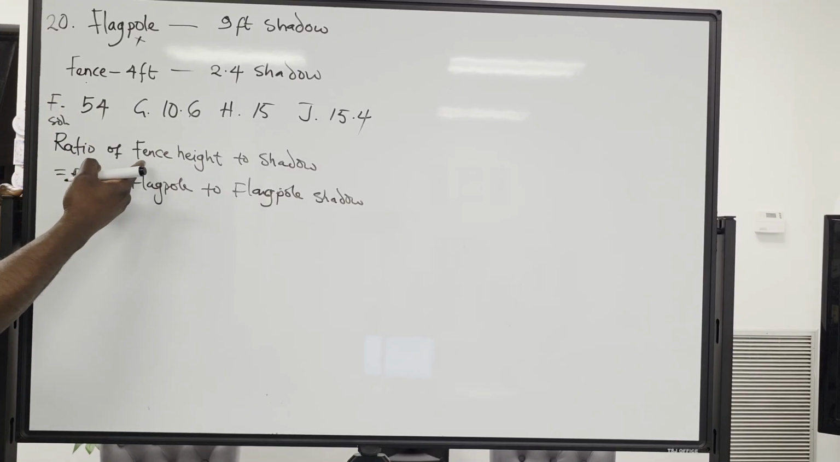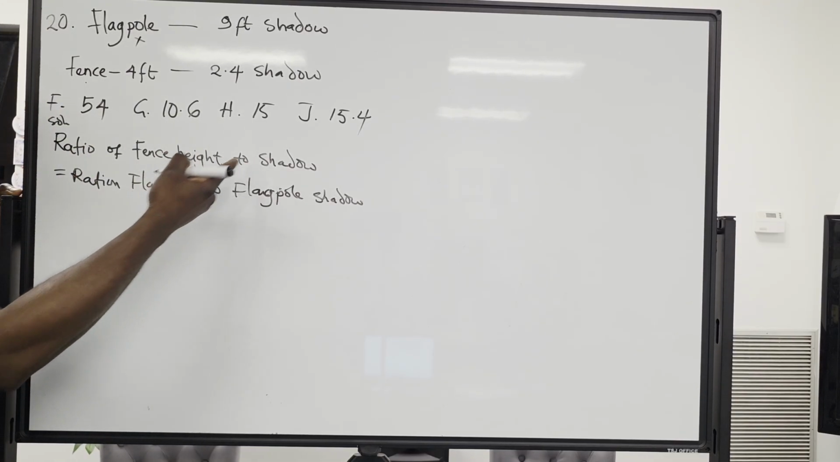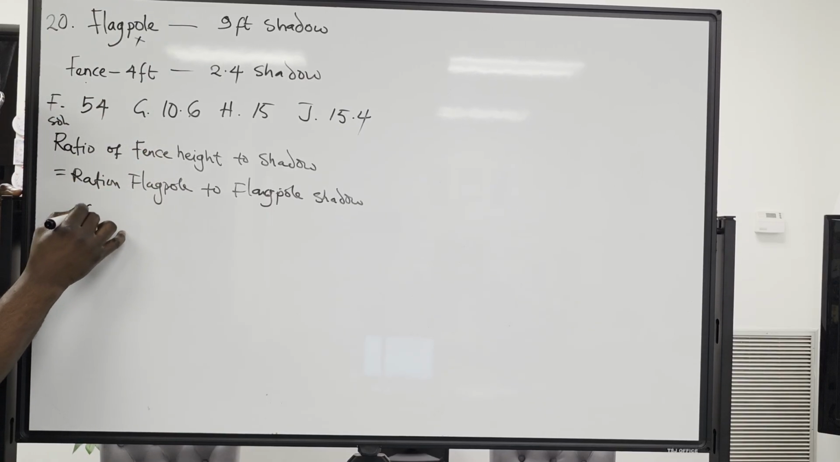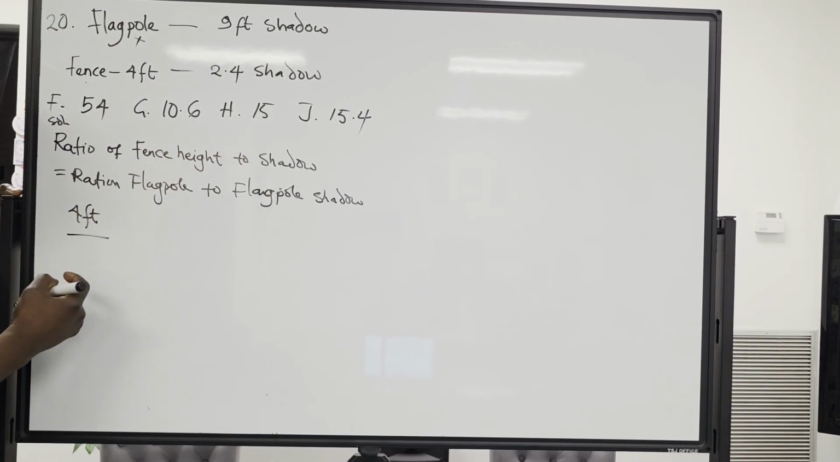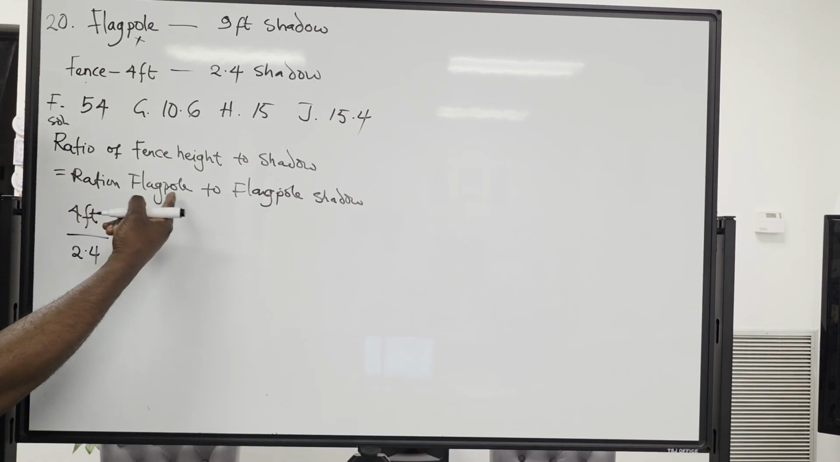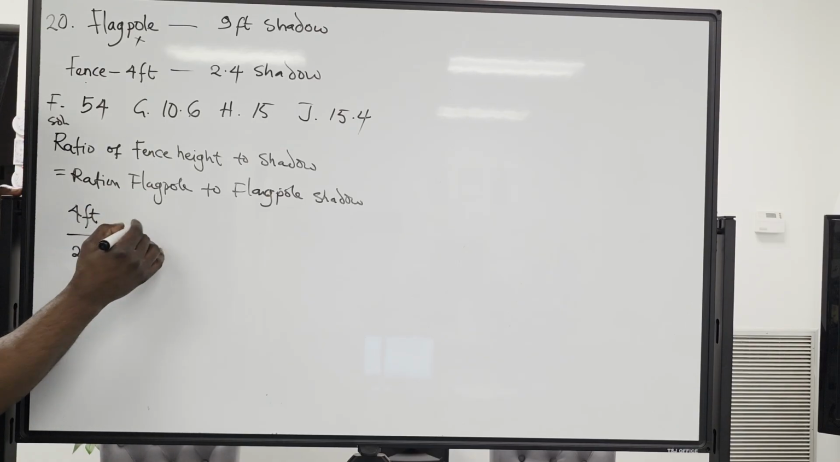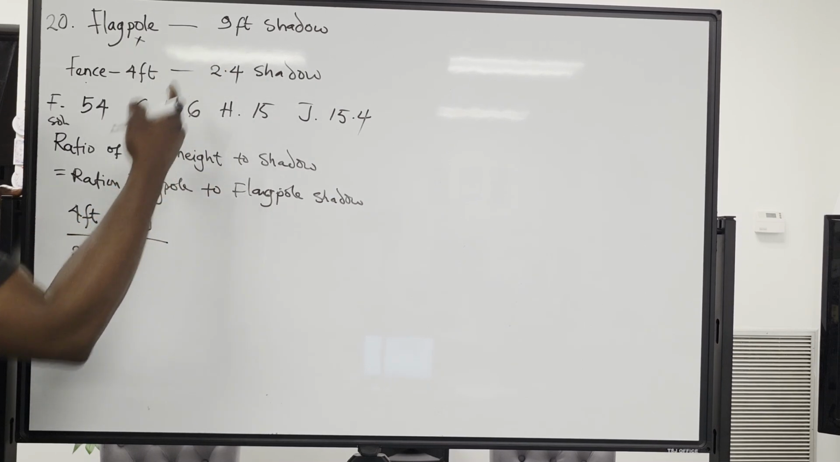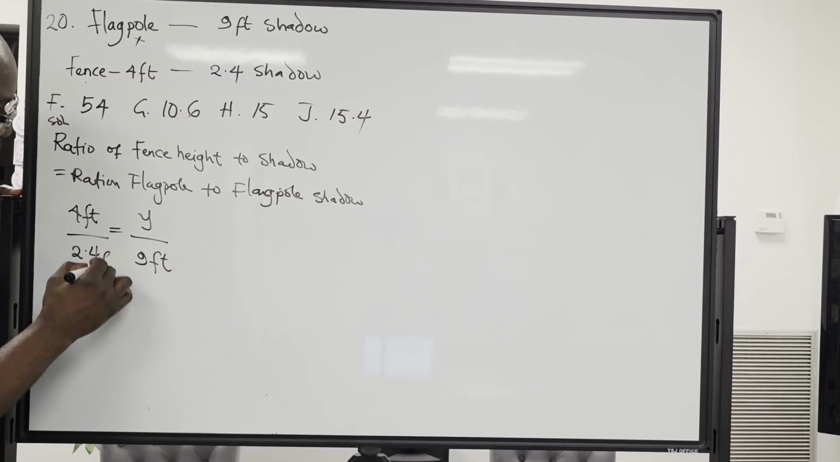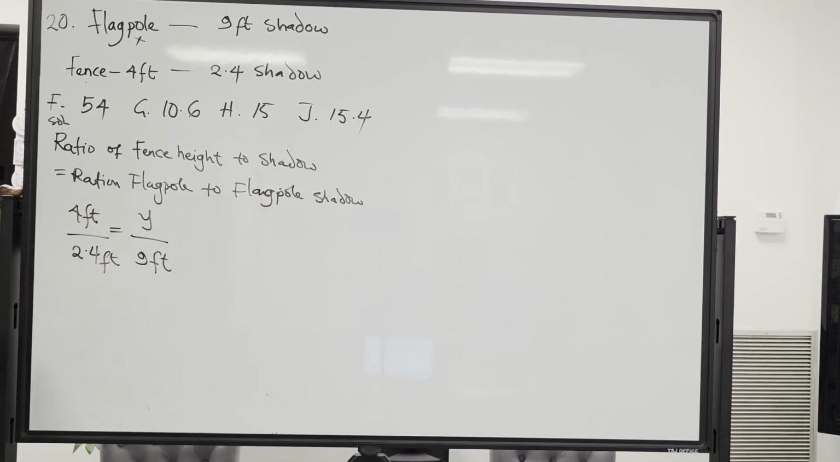So what is the ratio of fence height to fence shadow? Fence height is 4 feet, and the shadow is 2.4. And the same thing applies for the flagpole. We don't know the height of the flagpole, so let's call that Y, and the shadow of that is 9 feet. So now we can solve for Y.